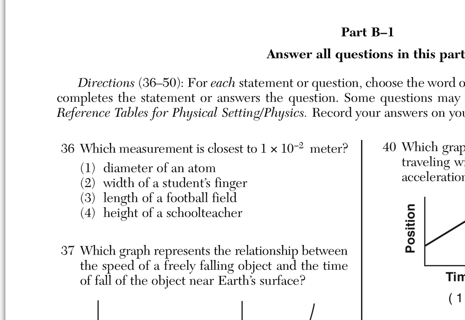So we have 1 times 10 to the negative 2. Whoops. Let's try that again. 1 times 10 to the negative 2. That's 0.01 meters, aka a centimeter. So when you sit for the exam, you'll have a centimeter ruler.